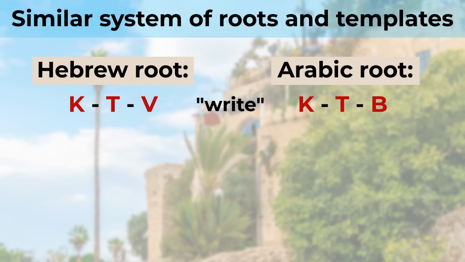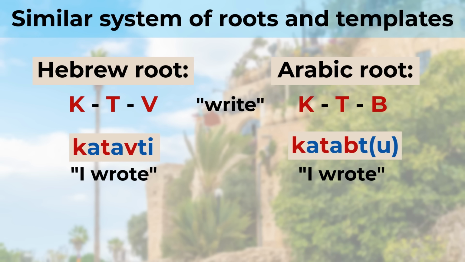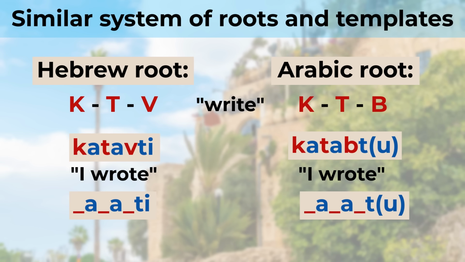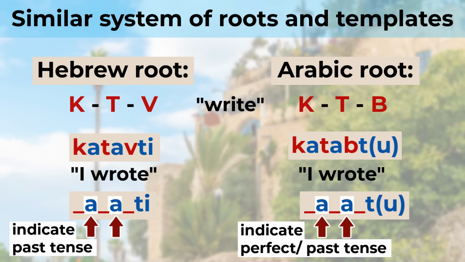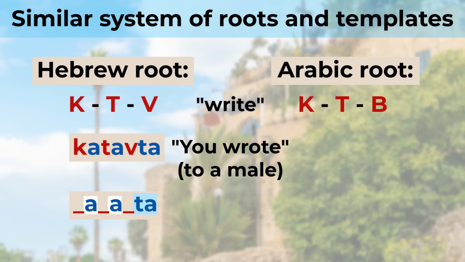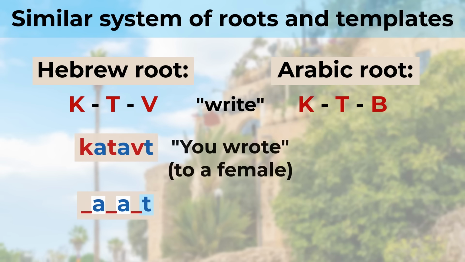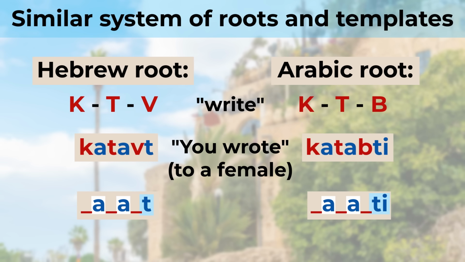Let's see some forms of the verb meaning to write. I wrote is katavti in Hebrew and katabtu or katabt in Arabic. You can see that the root is placed into a template that focuses its meaning. These vowels indicate that this is a past tense verb, and the ending tells us who is doing the action. Notice that the Arabic and Hebrew templates are similar but not exactly the same. You wrote when speaking to a male is katavta in Hebrew and katabta in Arabic. You wrote when speaking to a female is katavt in Hebrew and katabti in Arabic. Again, the template is similar but slightly different.